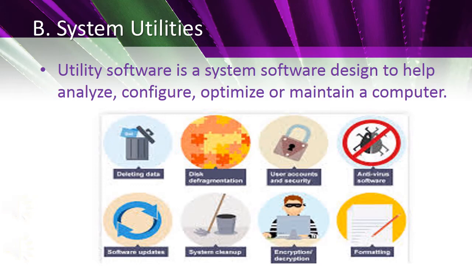Utility software. Utility software is system software designed to help analyze, configure, optimize, or maintain a computer. It performs specific and useful functions to maintain and increase the efficiency of the computer system, and it also helps to keep the computer free from unwanted software threats such as viruses or spyware. It adds functionality that allows the user to customize the desktop and user interface, and it manages computer memory and enhances the performance of the computer.